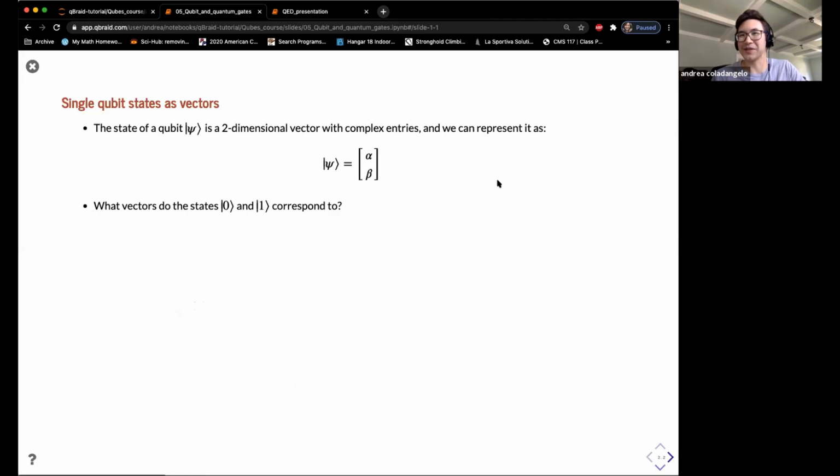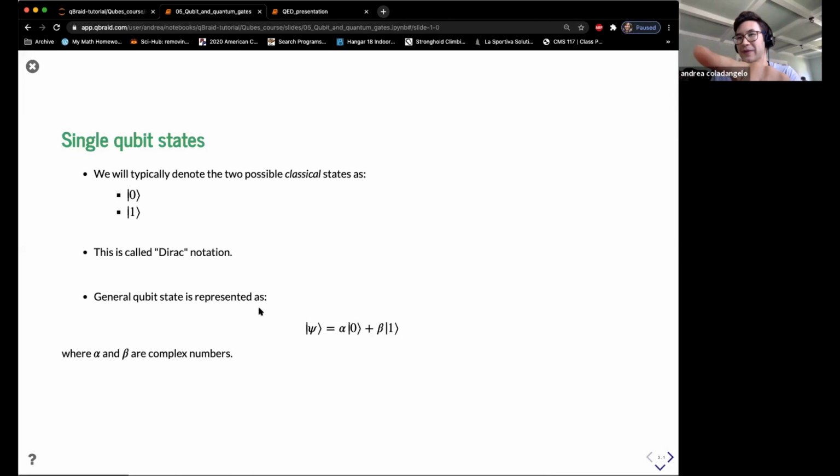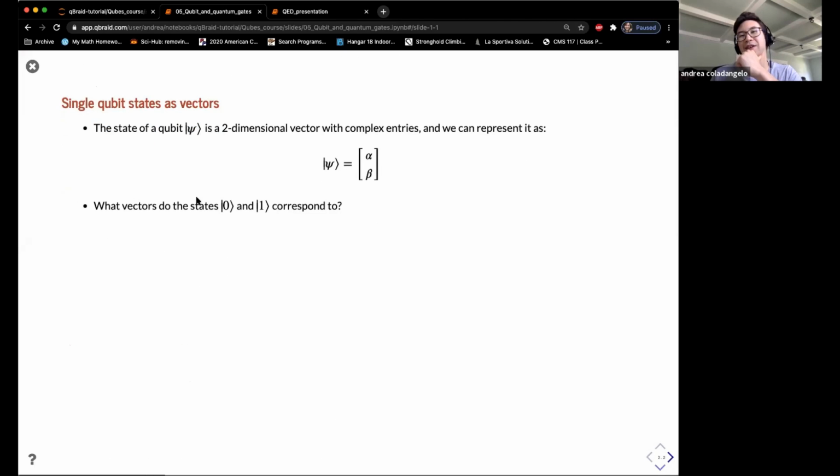Let me actually remove this. So let me ask you then. With this definition of a qubit, and looking back to what I told you here, that the general state of a qubit can be represented as a linear combination of this |0⟩ state and this |1⟩ state, the question that I ask you is: if we were to write them in this vector notation, just like we wrote psi here, what vectors would the states |0⟩ and |1⟩ correspond to? I would like you to help me answer this question.